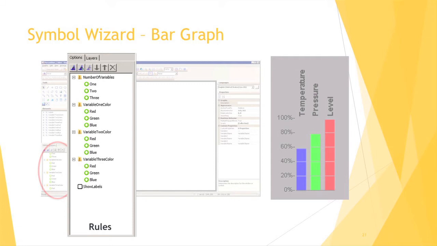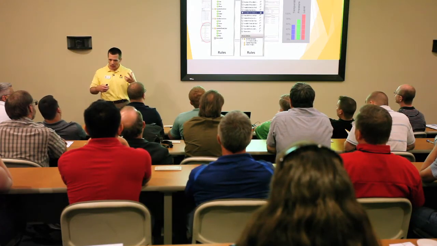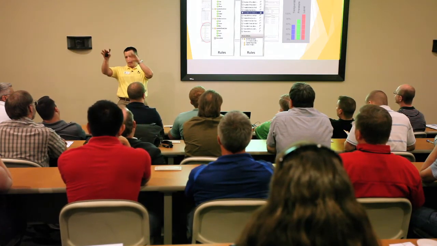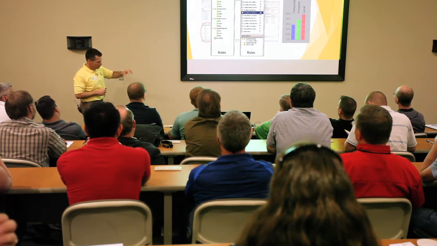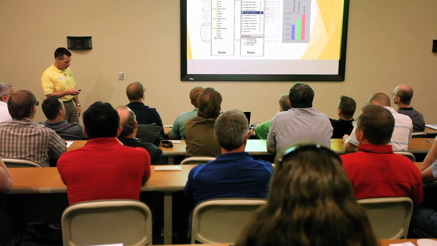Then I define layers, and I use rules to define what layers are going to be shown based on the choices that a user selects. It sounds kind of complicated. We can show you more in depth out there. I won't try to turn you into symbol wizard experts here, but you can define those.